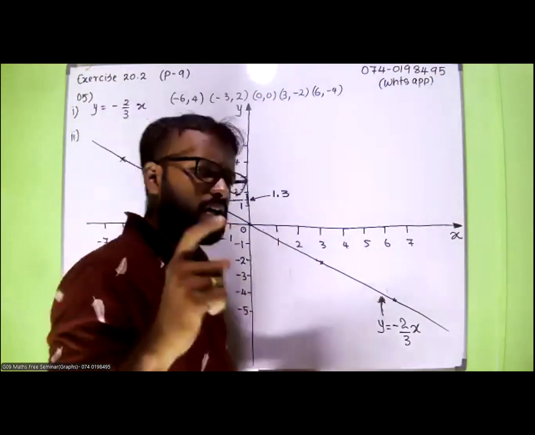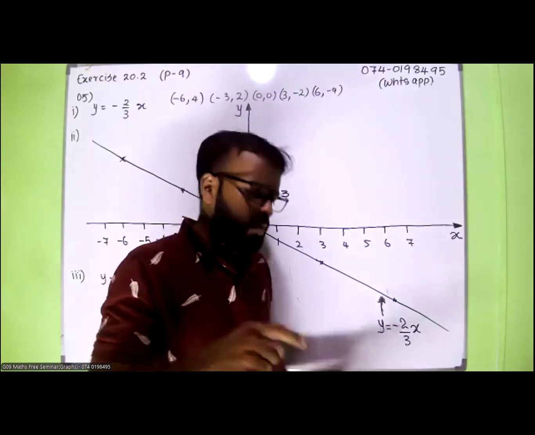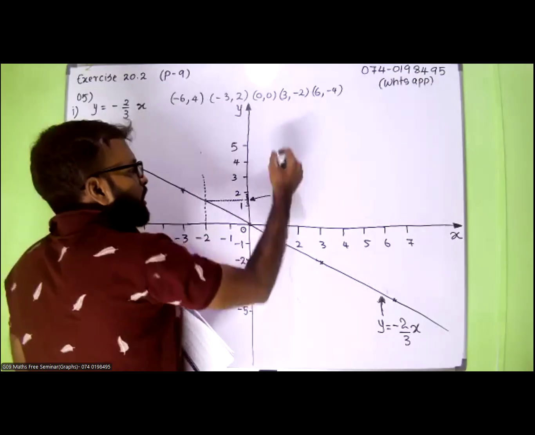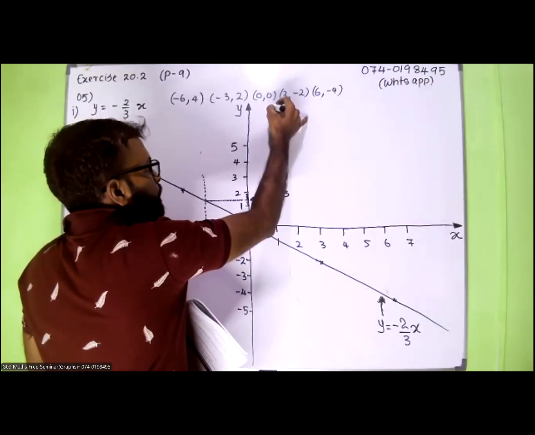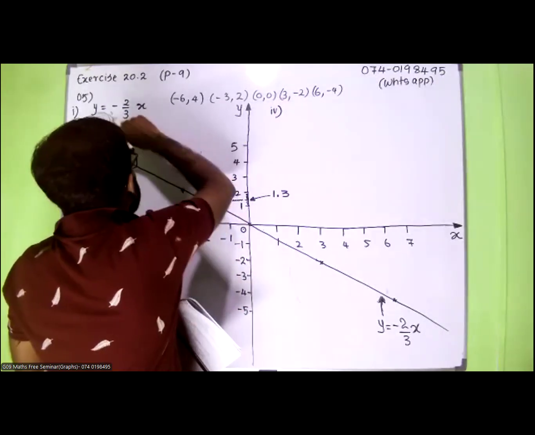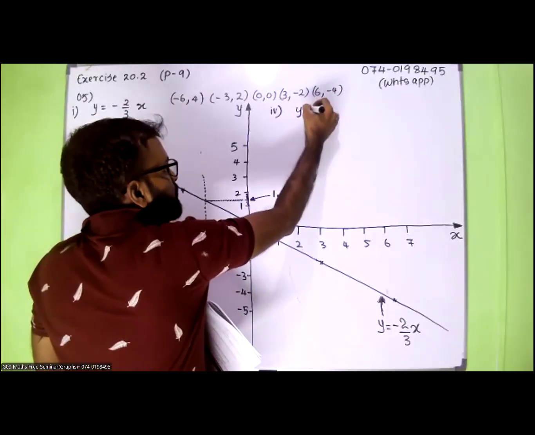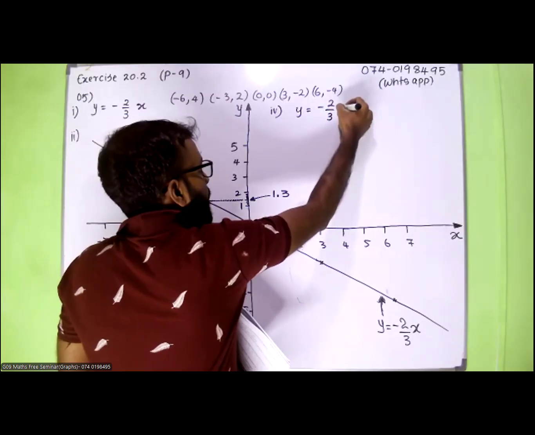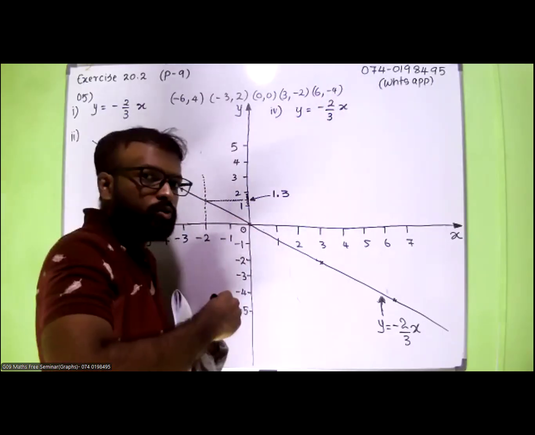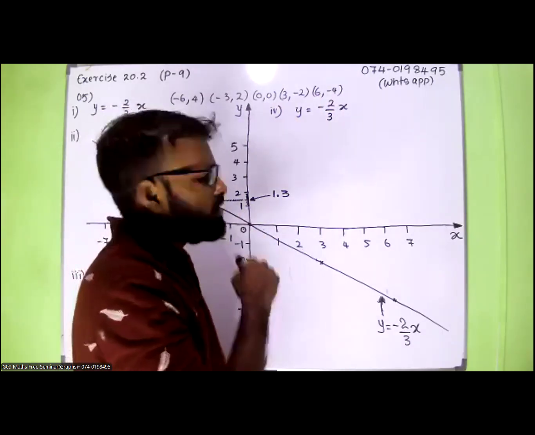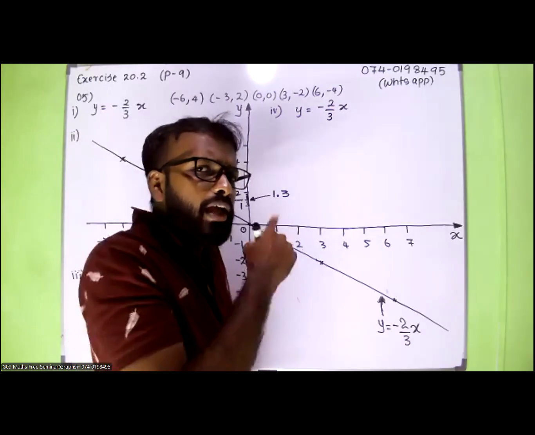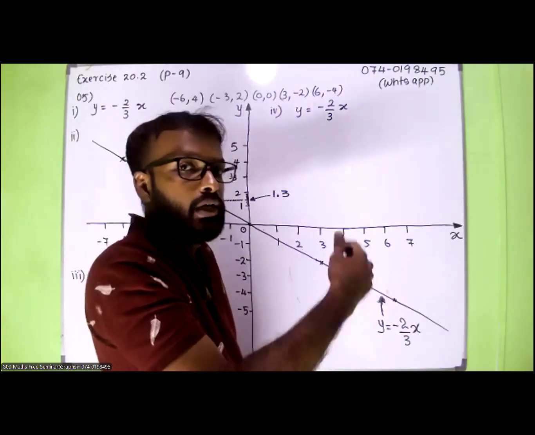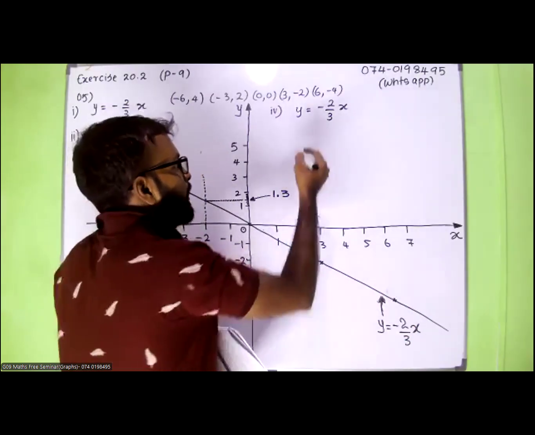So what is the first step that you need to do in order to do the fourth one? I will do it here. Y equals minus 2 upon 3x. Y equals minus 2 upon 3x. This is not in the form of LHS equals 0. So we have to build it. We have to prepare this.